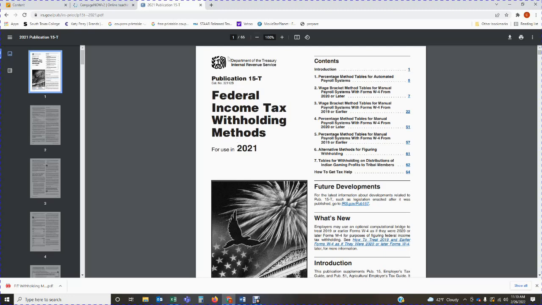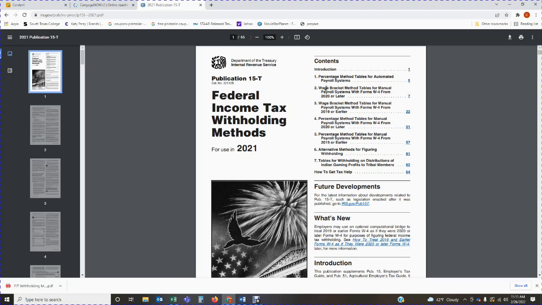Make sure that when you do a Google search for Publication 15T, federal income tax withholding, you are using the 2021 year. Here you'll find all of the different tax tables that we're going to be using. There are tables for automated payroll systems. We are not using automated payroll systems. We are using manual payroll systems, so make sure that you reference the correct tables.